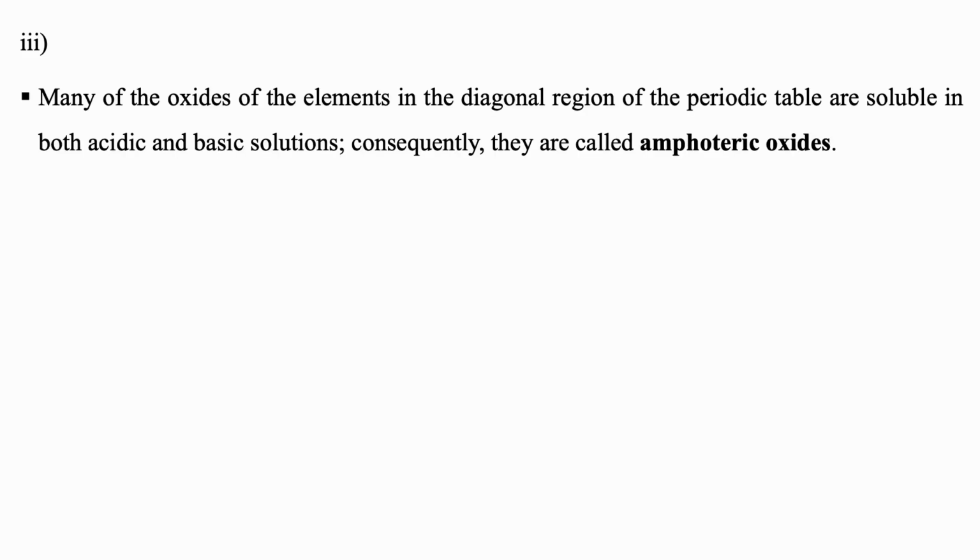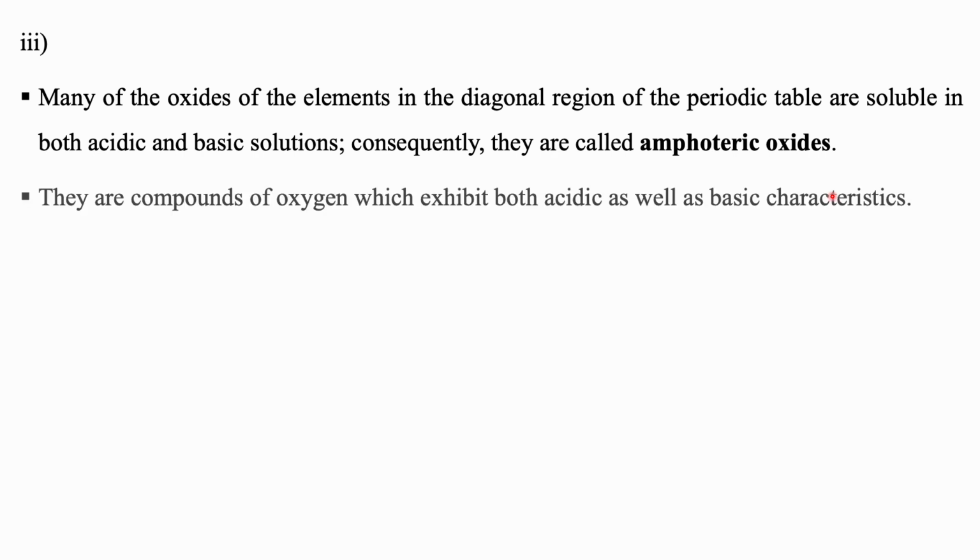So we have also the amphoteric oxide. If you check the periodic table, they are in the diagonal region of the periodic table. They are soluble in both acid and basic solution. That means you cannot classify them as acid or basic, because they are soluble in both. Consequently, we call them amphoteric oxides.